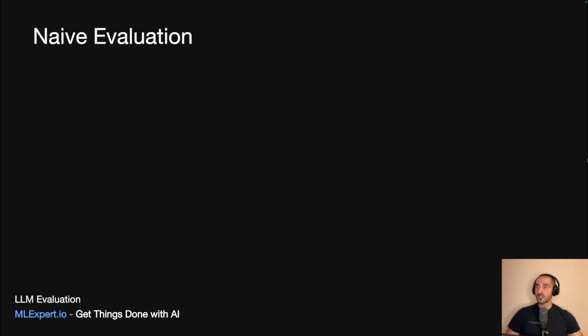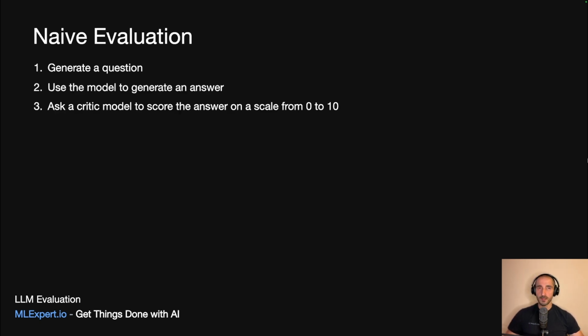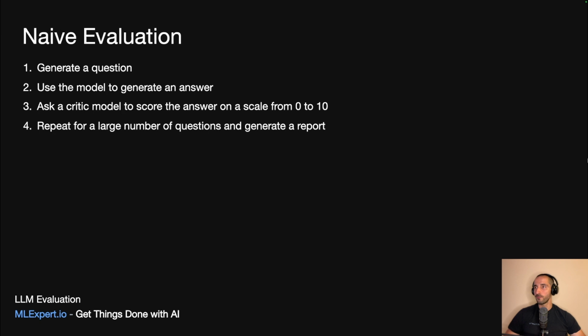So what can we do in order to use an LLM to evaluate the responses of an LLM? One very naive approach would be to just generate a question, use the model to generate an answer, then ask another model to critique the answer of the first model and respond with a scale from 0 to 10. And then when we redo this same thing for a lot of examples, essentially you can create a report or an overview of the general performance of this model.